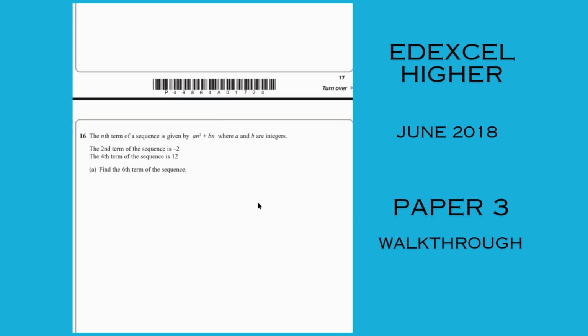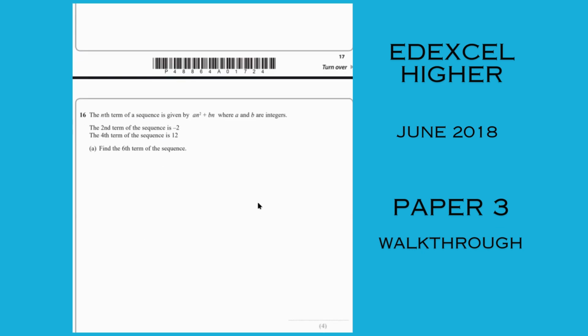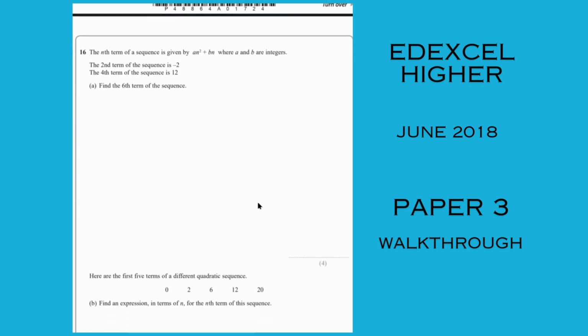Number 16, a strange quadratic nth term. Takes a fair bit of working out. So you've got this formula. The second term is -2. So when you're told the second term, you are told n. So let's stick in n equals 2. So a lots of 2 squared plus 2 lots of b is -2.